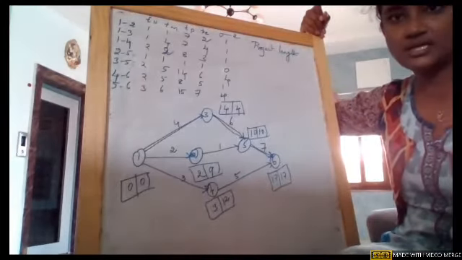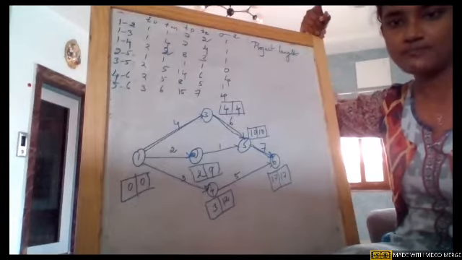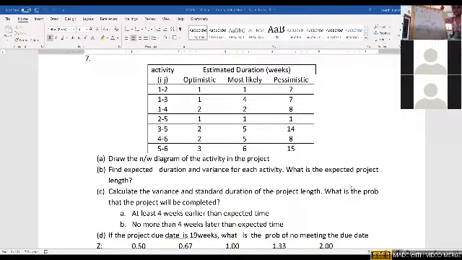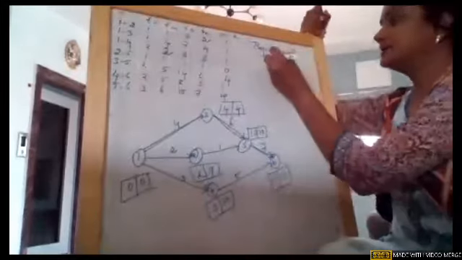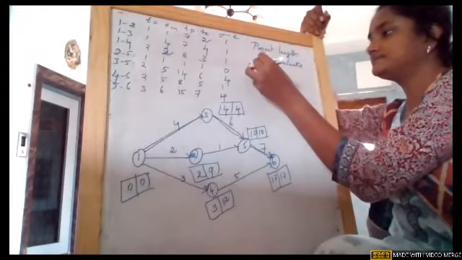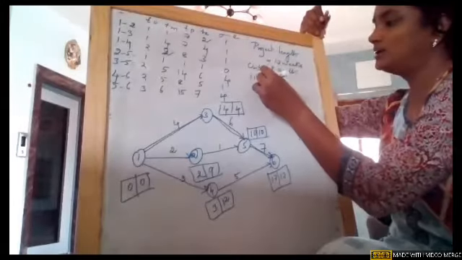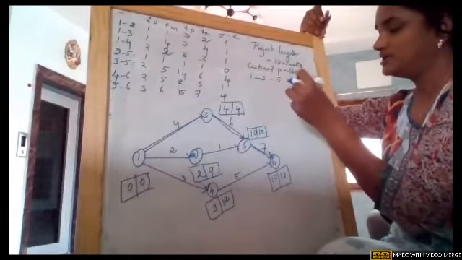As per the question, I'll just share you the question once if you forget. The duration is given in weeks, first thing, and they are asking what is the expected project length. Because they're using length, instead of calling it duration, I'm just using the term project length. So the project length is 17 weeks, and the critical path is 1, 3 to 5 to 6.